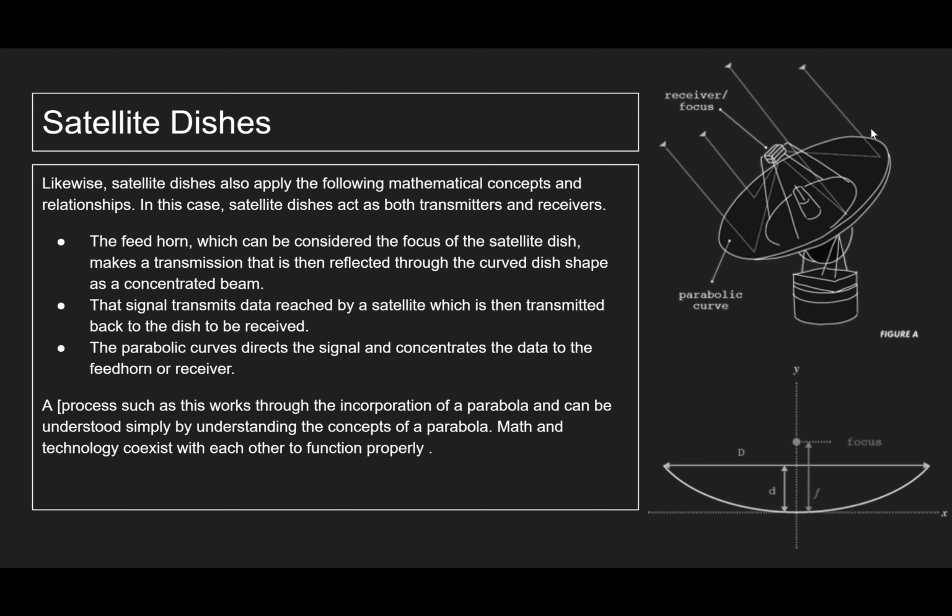The signal transmits data via a satellite, which is then transmitted back to the dish to be received. The parabolic curve directs the signal and concentrates the data to the feed horn or receiver.